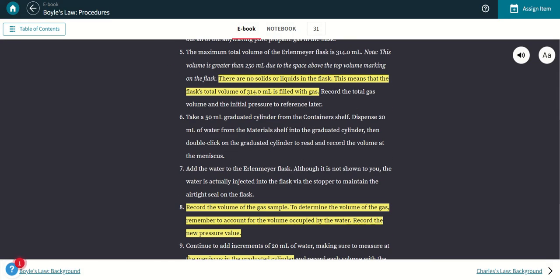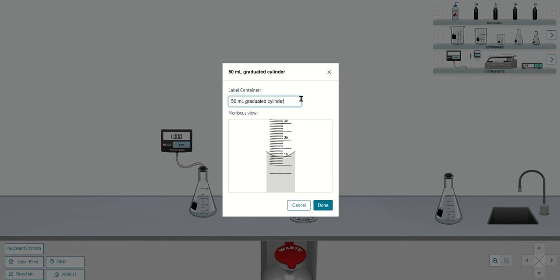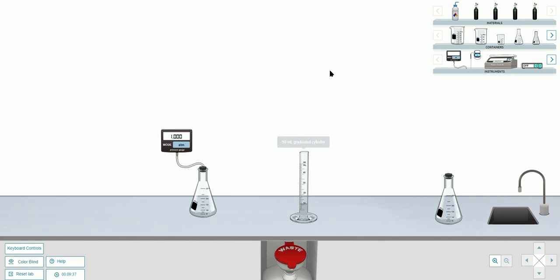And then you would start measuring out your water, adding in your water as needed, depending on what step you are on. But I just wanted to quickly remind you about reading at the meniscus, making sure that you have the correct measurement of volume. Remember to read the meniscus, you can just double click the graduated cylinder. Other than that, it's not too complicated. Just make sure to record as always and keep track of what you've done.